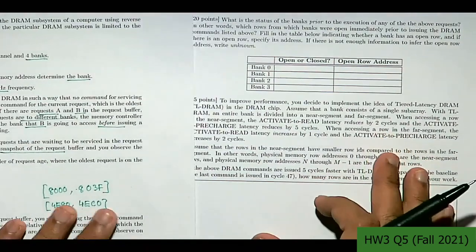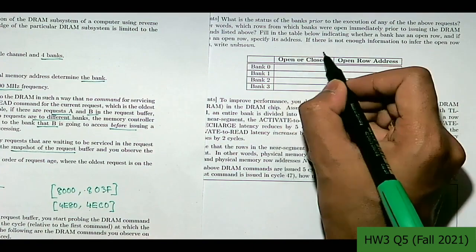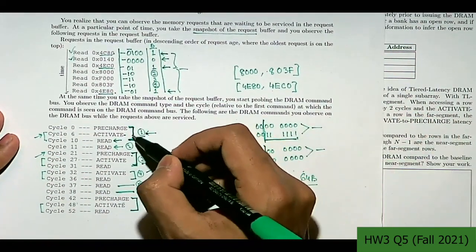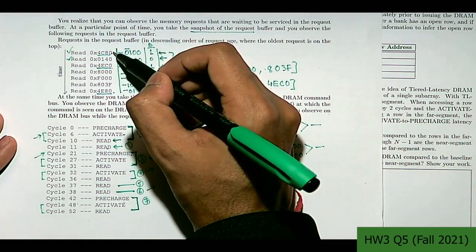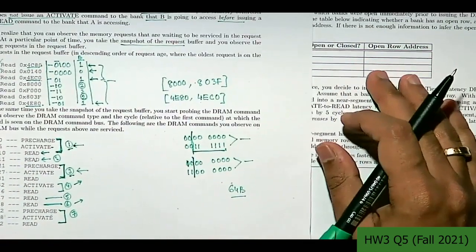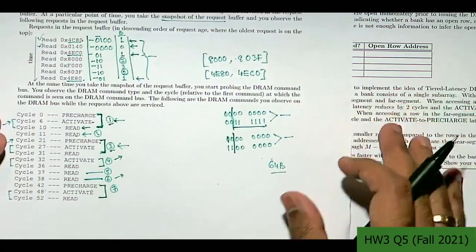Let's see. So now, let's say open and closed. The access sequence that you are given will give you the information of the prior state of that bank. Does it make sense?